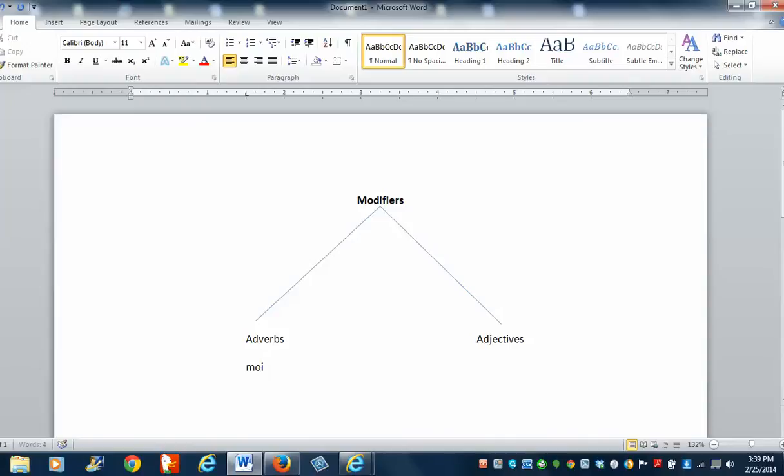It modifies a verb. Now, most adverbs, not all, most adverbs, in fact, let me italicize the word most, end in the suffix ly. So let's talk about, I don't know, the classic example I use in my class is Liberty Heights Avenue.